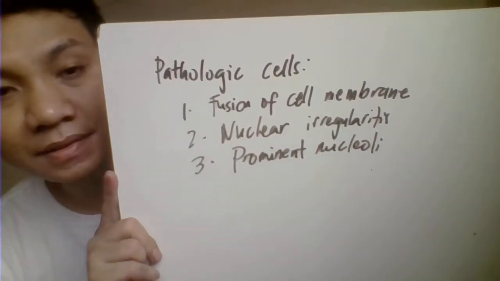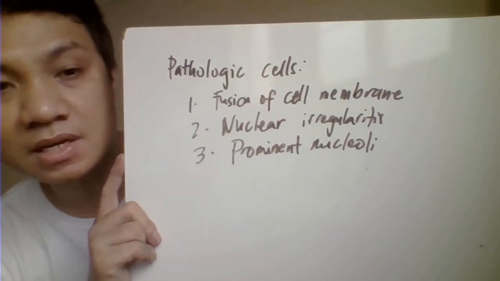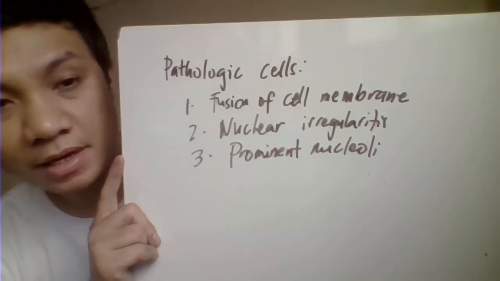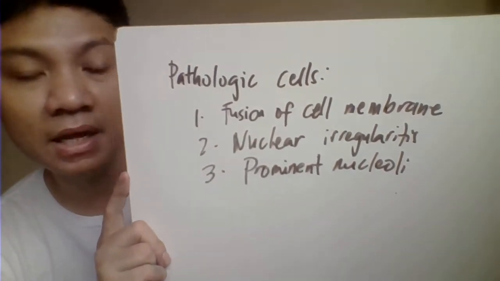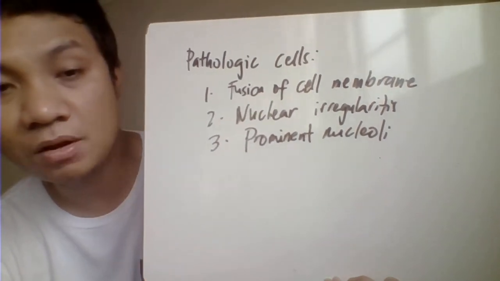Identification of abnormal cells has the following characteristics: we have fusion of the cytoplasm of the cells, where they group together. Then we also have nuclear irregularities and very prominent nuclei that would identify that one is an abnormal or pathologic cell.